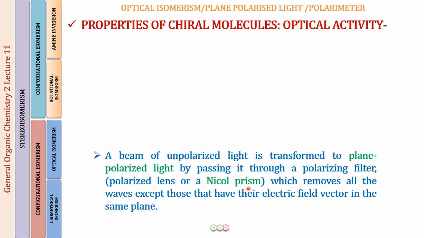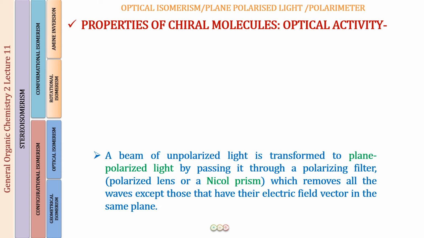The sand will be left behind on the filter paper and the water will pass through, and we will be getting clean water. Similarly, now we have a polarizing filter. What does this polarizing filter do? Well, it is going to remove all the waves except those that have their electric field in the same plane. So out of the unpolarized light, which has electric field in every direction, in every plane, we will now have plane polarized light, which has an electric field vector in one plane only.